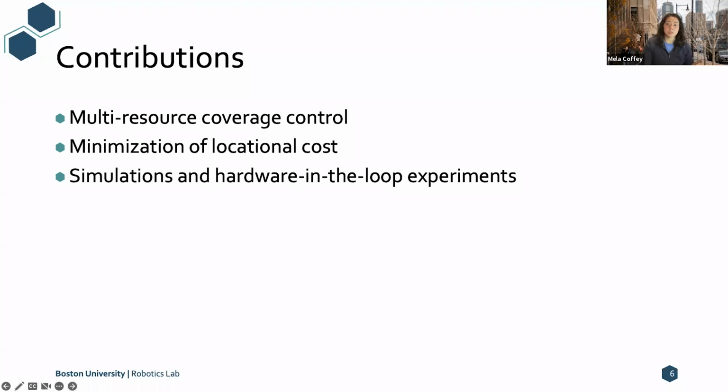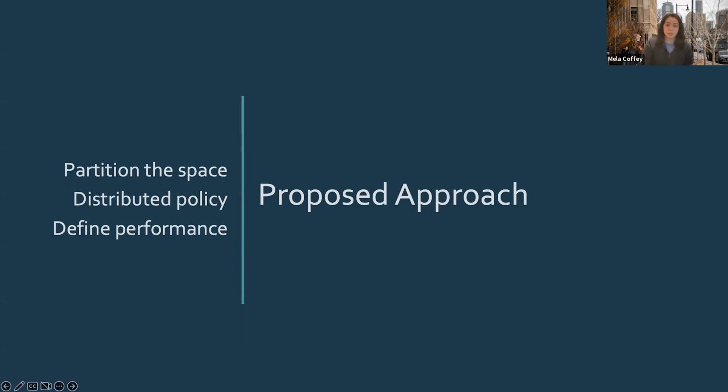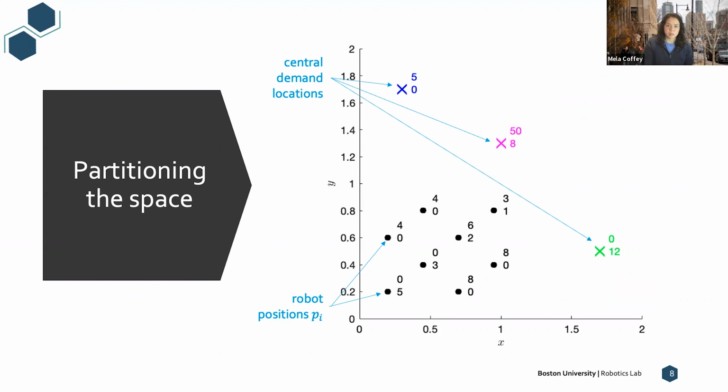We propose a coverage control policy for deploying heterogeneous teams with supply constraints to multiple demand locations. And we provide analyses to prove minimization of the locational cost. We also provide simulations and hardware in the loop experiments to demonstrate our performance. And now I'll get into the details of how we deploy our robots. I'll walk through an example as I explain our approach.